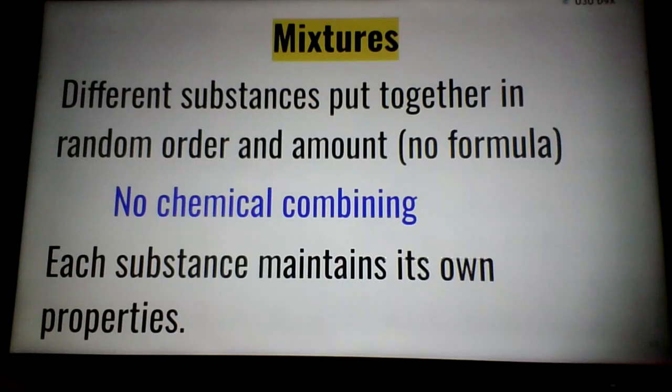But in a mixture, every substance maintains its own properties. There's no change into what kinds of substances we have. Pretty much just how many and how much of each ingredient. Ready?